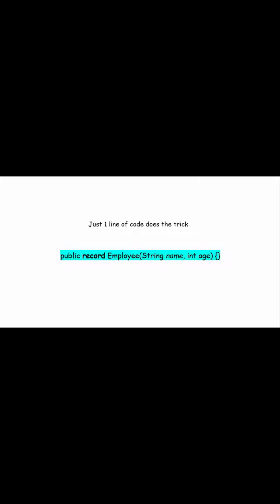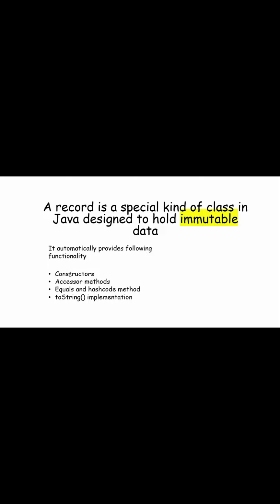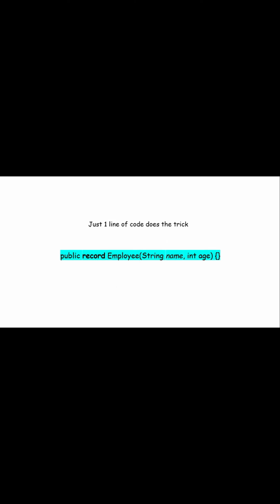With just one line of code, we can remove all the boilerplate code. As mentioned in the functionality above, it will provide the constructor, the accessor methods, the equals and hashCode methods for that specific class, and the toString implementation. We don't have to write all this boilerplate code. We'll get the record in the following manner.